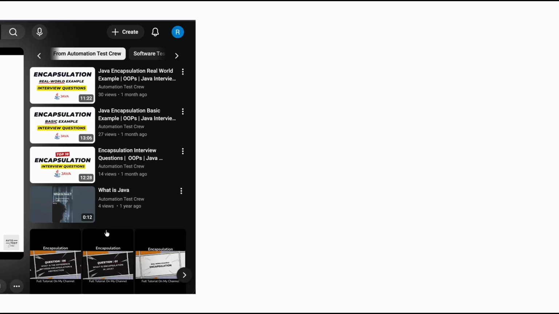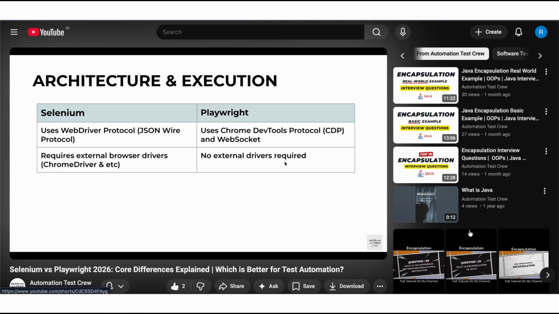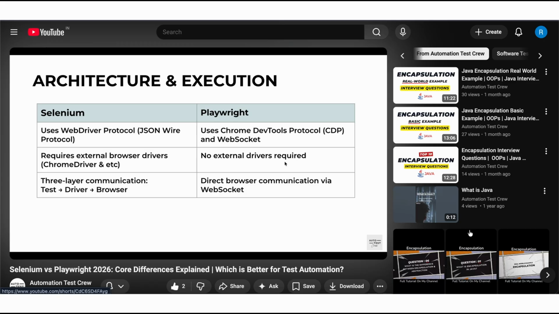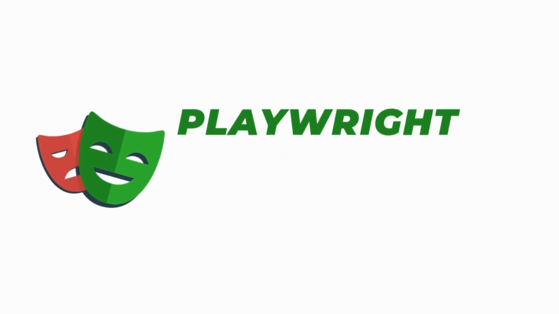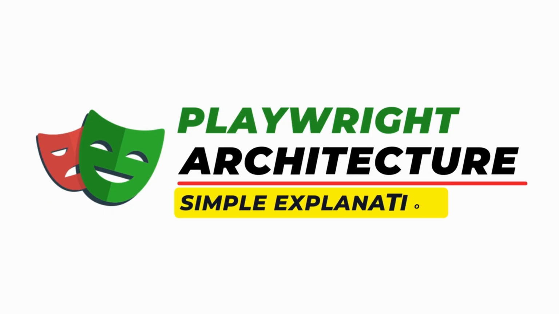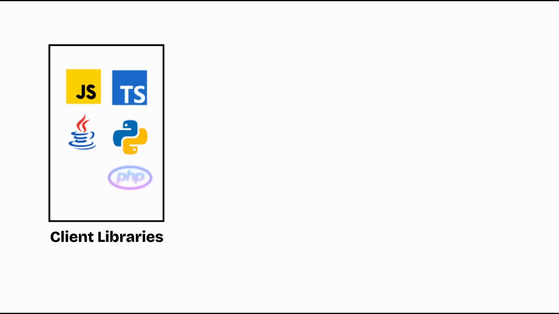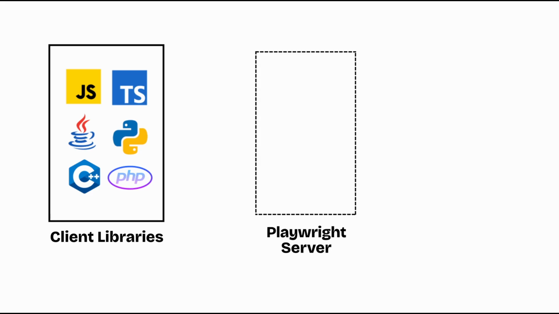Hello everyone. In the previous video, we discussed the difference between Selenium and Playwright, and in this video, we are going to discuss Playwright architecture. Let's get started. Playwright uses client-server architecture, and we have a total of three different components: the client library, which has the code we have written using different programming languages, and the Playwright server.